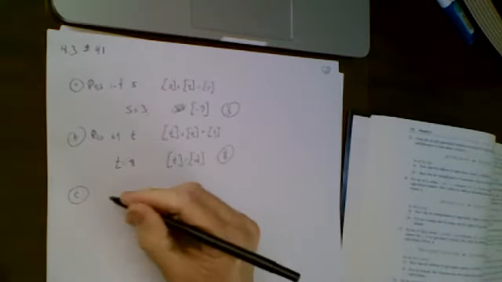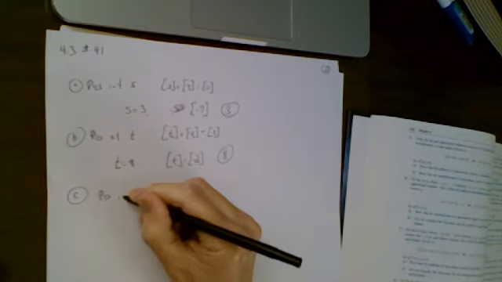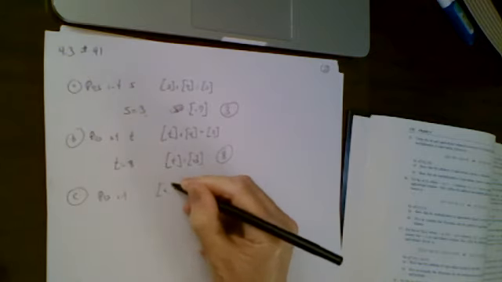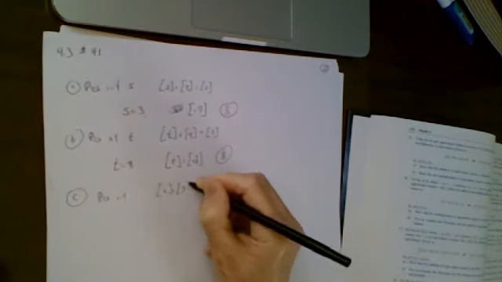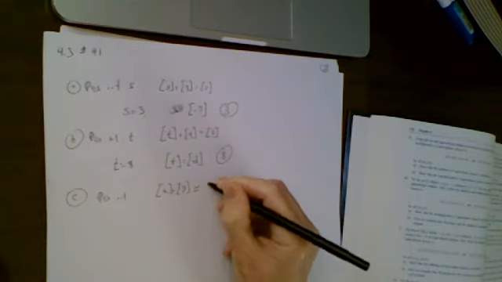Moving on to C, find a positive integer u such that the class of u times the class of 7 is equal to the class of 1. For something like this, I would suggest happily using trial and error.